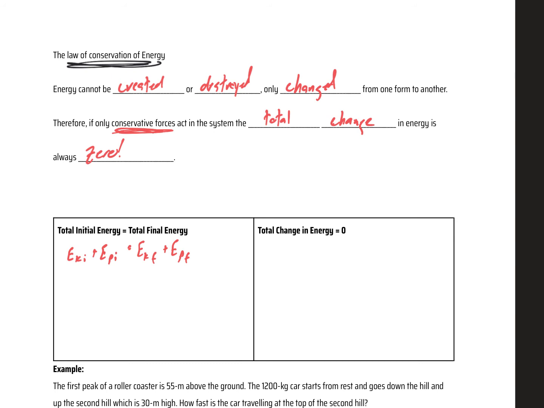So if the total change is zero, what happens is the change in kinetic energy plus the change in the potential energy ends up being zero. Another way to write that math-wise is the change in kinetic energy is negative delta, the change in the potential energy.